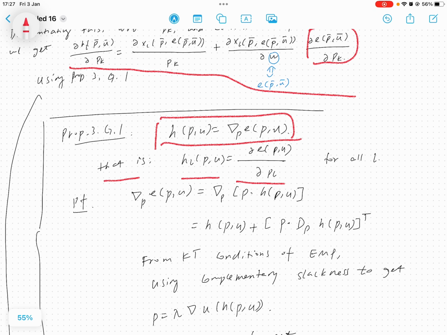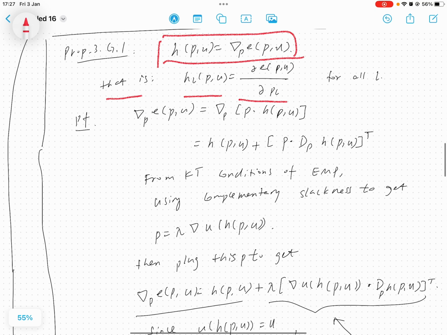Okay, so those are the same thing. Okay, so how do we prove this? So we just take this gradient for this expenditure E. Okay, since we have this E to be P times P in the product H. Okay, and after we take this gradient in each dimension of those, this is what we get.